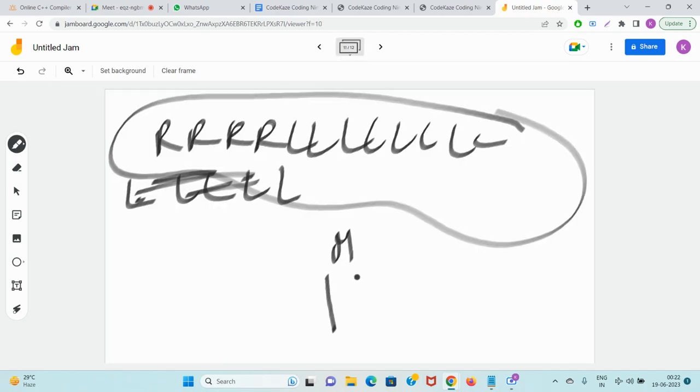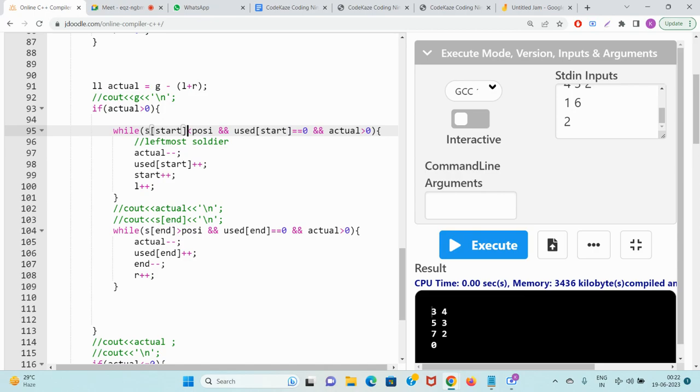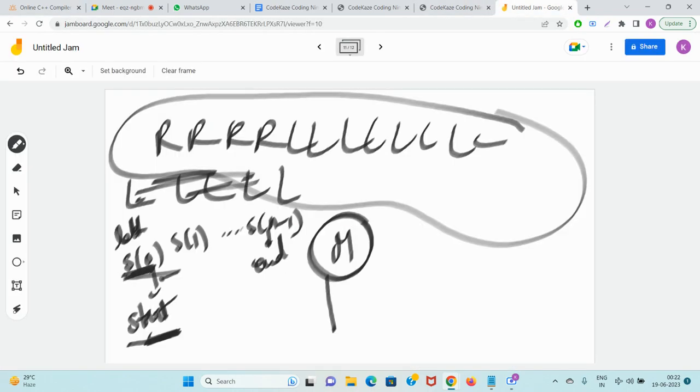This is my monster. The soldier array will look like S0, S1, up to S of n-1. I am calling 0 the start pointer and n-1 the end pointer. If you have to kill the monster, start from the start pointer, which is at the leftmost. If S of 0 is less than the current position of the monster, it means someone can kill it. If the position of the soldier is less than the position of the monster, the soldier can shoot towards the right direction.